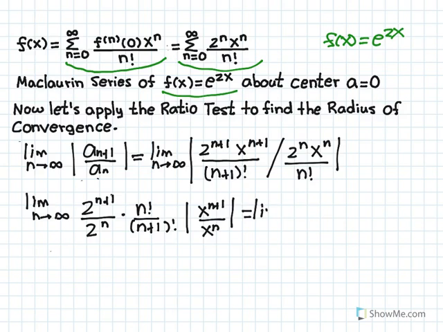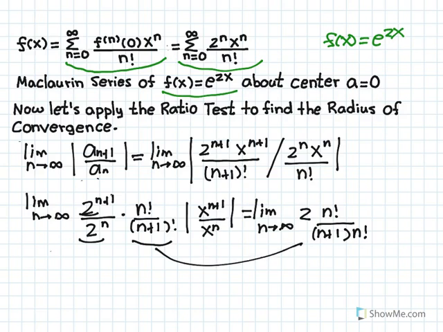If we simplify this, we get the limit as n approaches infinity. We have the same base. The base is 2. Subtract off the exponents, so we get 2. And we have n factorial in the numerator. In the denominator, we have n plus 1 times n factorial. We can rewrite n plus 1 factorial in this way so that the n factorial cancels with the n factorial in the numerator. Times, and here we can simplify this. We have the same base. Subtract off the exponents, we get the absolute value of x. So when we simplify this, we get the limit as n approaches infinity of 2 times the absolute value of x divided by n plus 1.